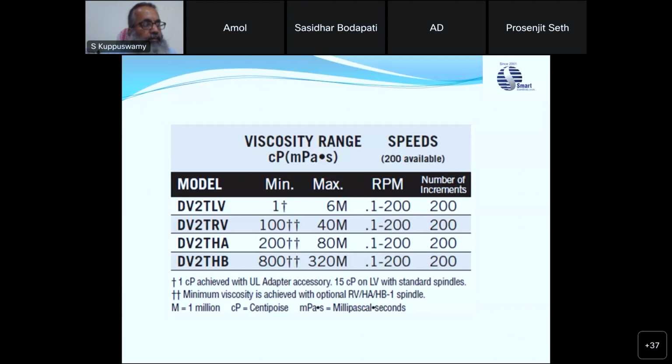The standard spindles can measure viscosity from 15 cp and above. Below 15 cp, you require accessories like the UL adapter and small sample adapter or some other adapter. Ultra low adapter. Likewise, in the RV torque range, the viscosity measurement range is 100 cp onwards up to 40 million. In HB, it is 200 to 320 million.